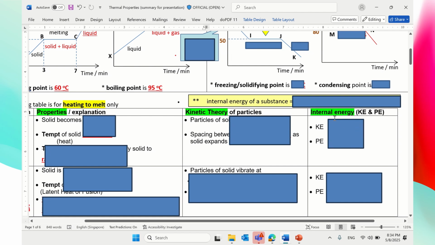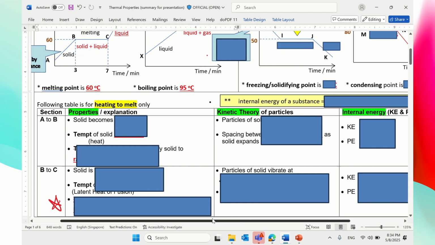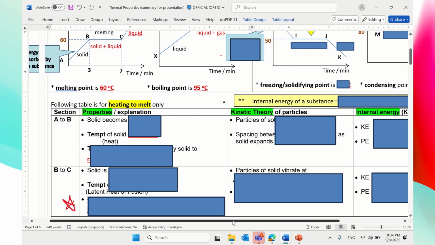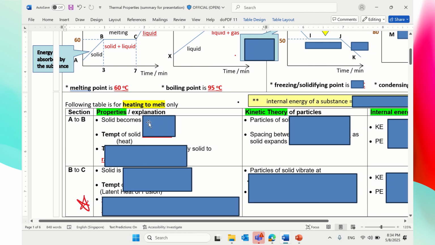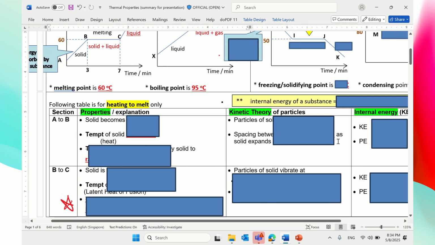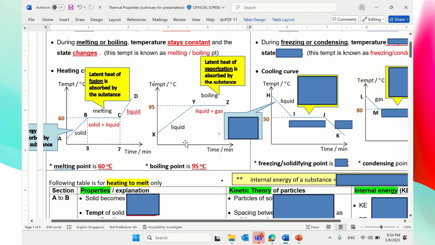So we are talking about the internal energy of this piece of solid in the graph from A to B, then from B to C, and then C to D, which is the liquid. All right. So we'll be referring to the graph as we talk about these three columns here. Again, these three columns are very, very important because if you understand them, it will help you explain everything from the heating curve for boiling to the cooling curve for freezing as well as the cooling curve for condensation.